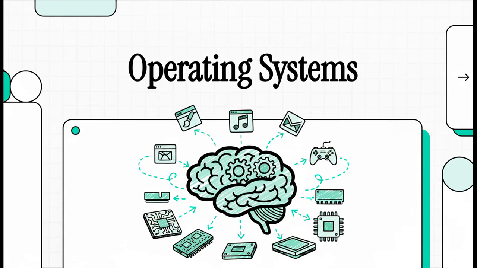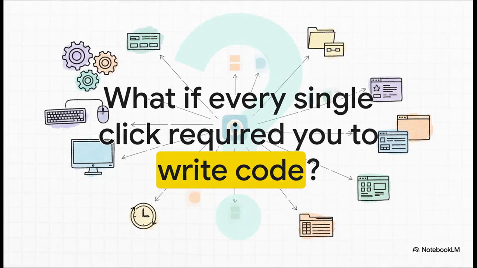Today, we're going to talk about something you use every single second you're on a computer, but probably don't think about much. It's the invisible engine that makes everything work, the operating system. Seriously, just stop and think about that for a second. What if, to open a file, you couldn't just double-click? What if you had to write a little piece of code to do it? Every single time? Sounds like a nightmare, right?